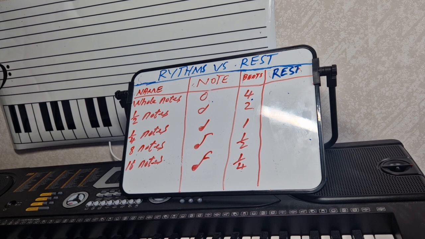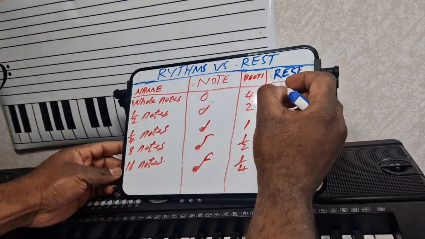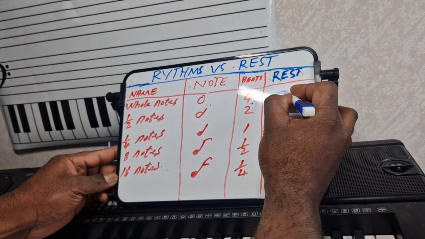So every whole note, or all of the music notes, they have their rest, which is also equivalent to the amount of beats that has been designated for that note. All right. So now these rests also have a way of being symbolized. We will start with a whole note. So how do we symbolize the rest of a whole note? It's like this.